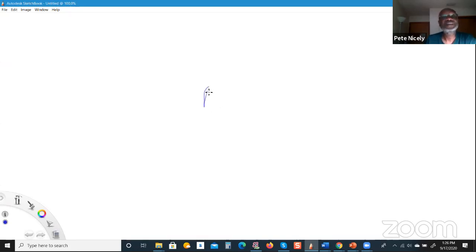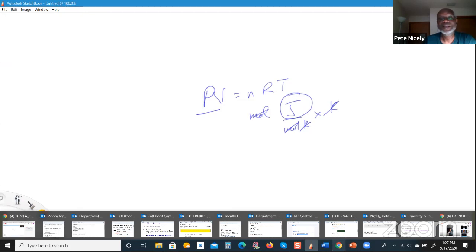Remember that PV is equal to nRT, right? Now it turns out, if you look at the units here, n is moles, R is joules per mole Kelvin, and T is in Kelvin, right? So basically the product of PV gives you a value which would be expressed in joules. So basically what we're saying is that PV, P times V, would be equal to energy or work, all right?